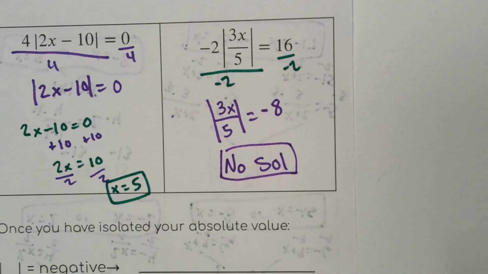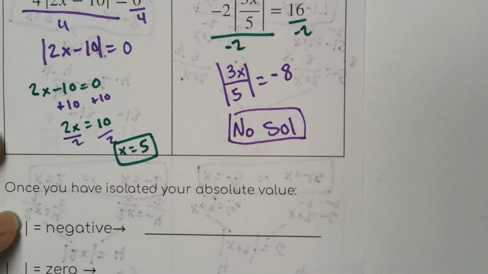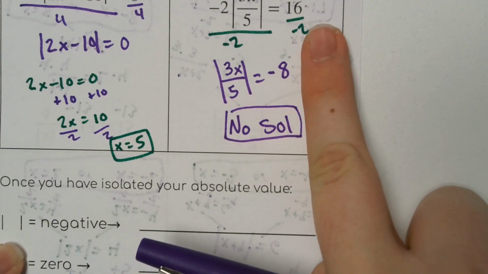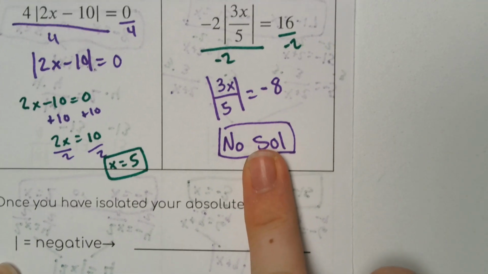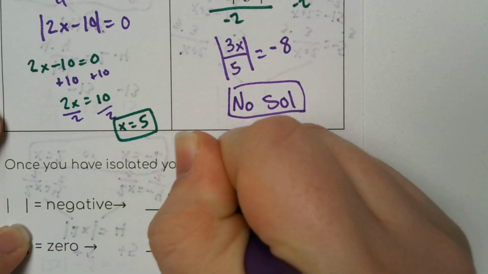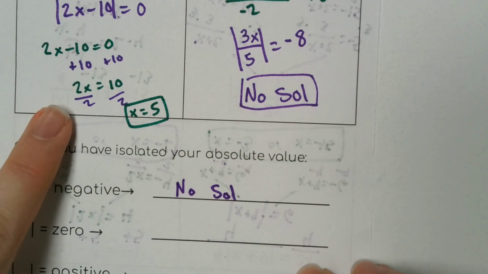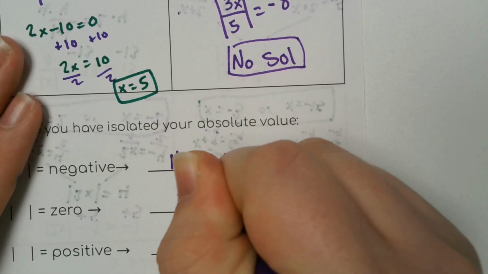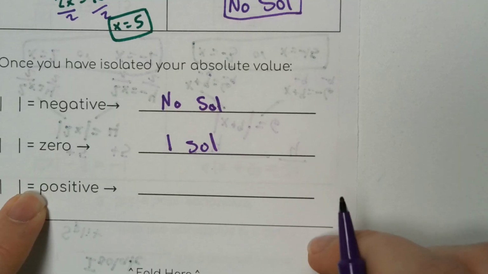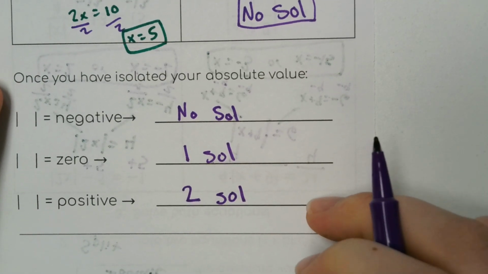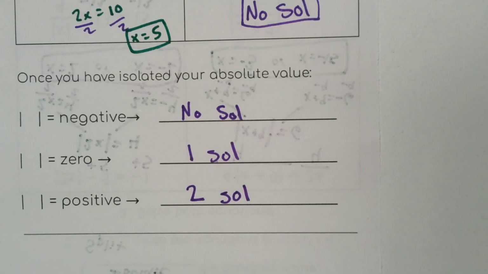So in synopsis, if we have our absolute value equal to a negative number, how many solutions do we have? None. So this would be no solution. Okay, if it's equal to 0, how many solutions do we have? Good. And then when it was positive, how many solutions do we have? Good. So keep that in mind as you're working on your assignment, because there will be some that are equal to 0, some that are negatives, and some that are positives.